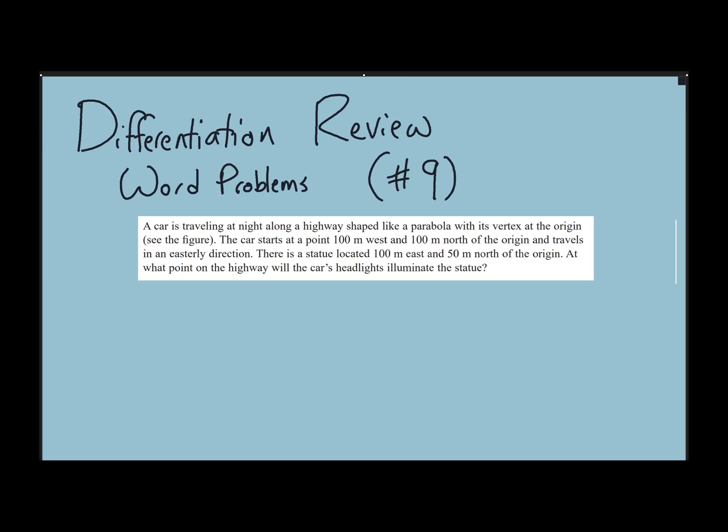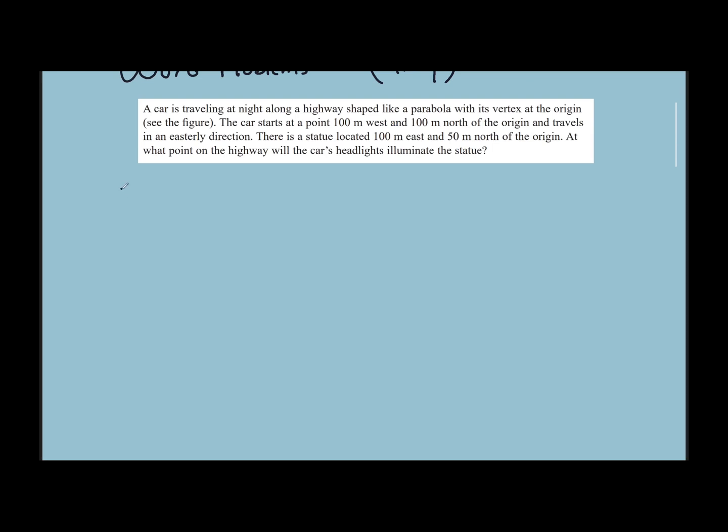Differentiation review word problem number 9. It's a little harder than it looks. It says that a car is traveling along a highway shaped like a parabola. Okay, here's a parabola. Let's make it a wider parabola like that.